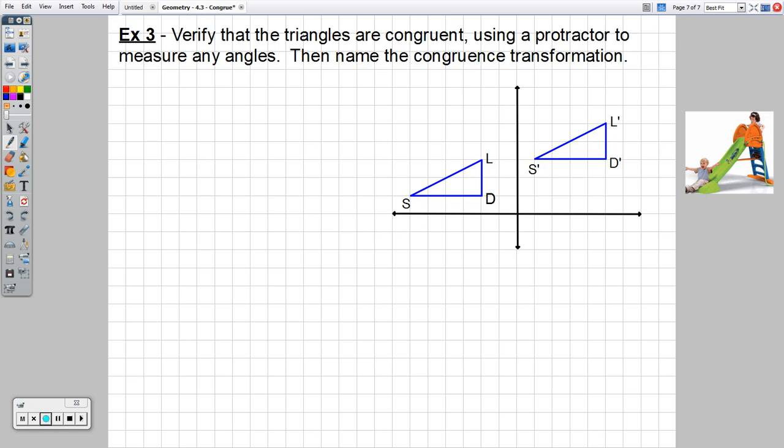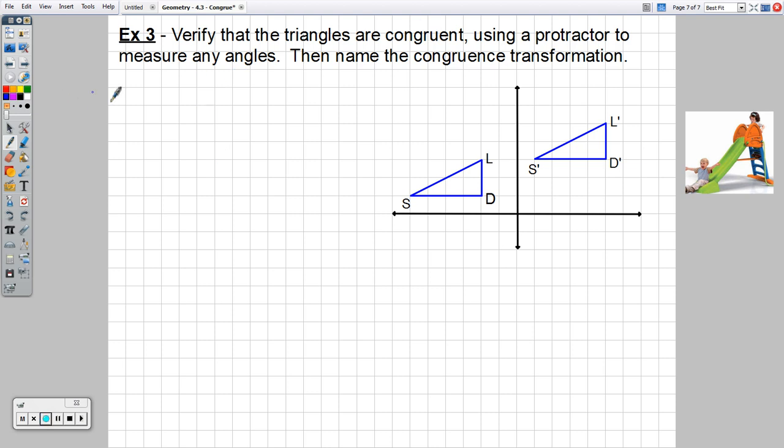This looks like a slide, but does this look like a slide to you? Does it look like I just basically picked this up and slid it up in this direction? Yeah, I would say so. So I'm not trying to trick you here. This is going to be a slide or a translation rather than a rotation or a reflection. But let's do what it says here.